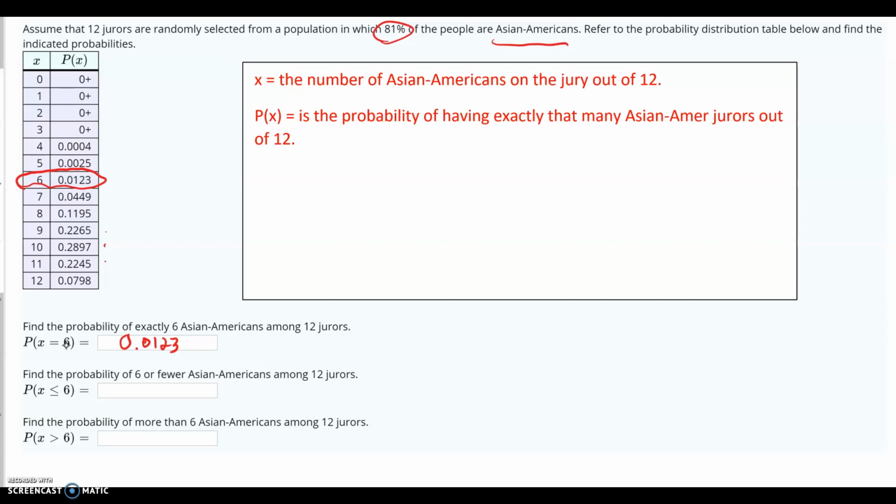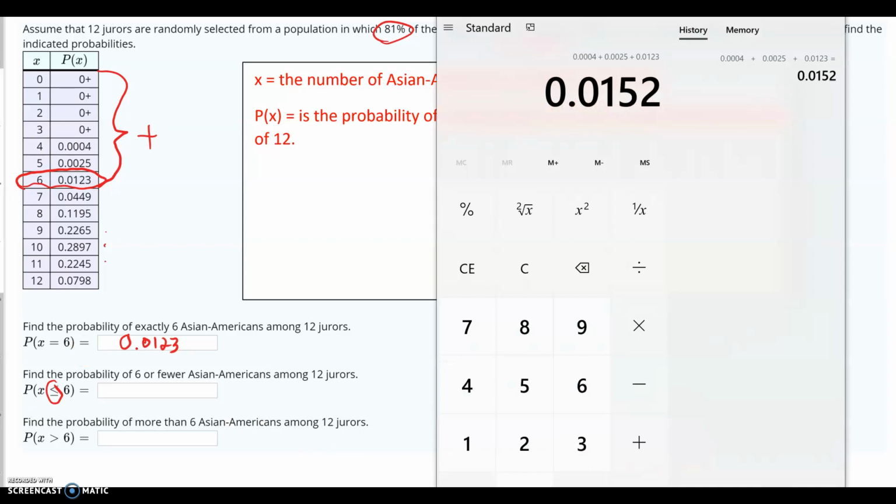Next question. What is the probability of 6 or fewer Asian Americans on the jury? Since it says 6 or fewer, and you notice that this sign here is less than or equal to, I need to include 6. So I got to include all of these at the top of the table. So I'm going to make, hopefully, a better brace. There it is. And I have to add them all up. Okay, so to save time, I already typed this into the calculator. And here's what I got. I got 0.0152.